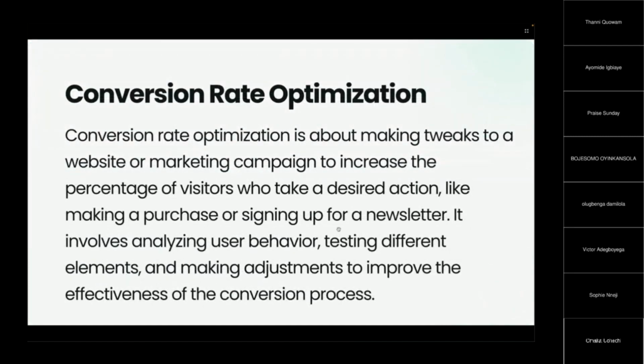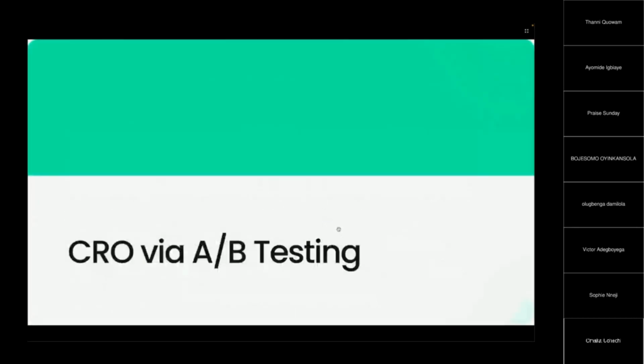It's about making tweaks to your website or marketing campaign to increase the percentage of visitors who take a desired action, like making a purchase or signing up for a newsletter. You understand? And you do that via A/B testing. That is, you want to test different pages to know which one is better and which one is not.